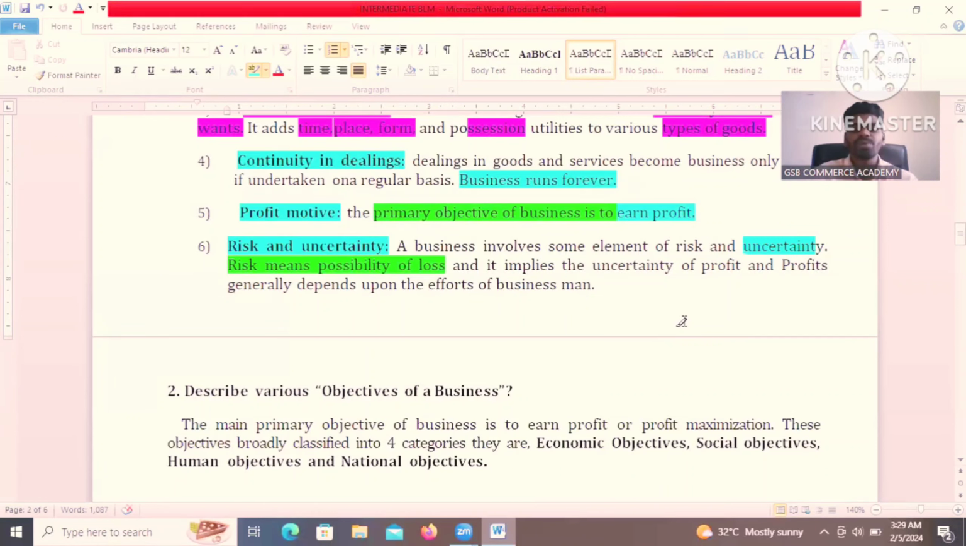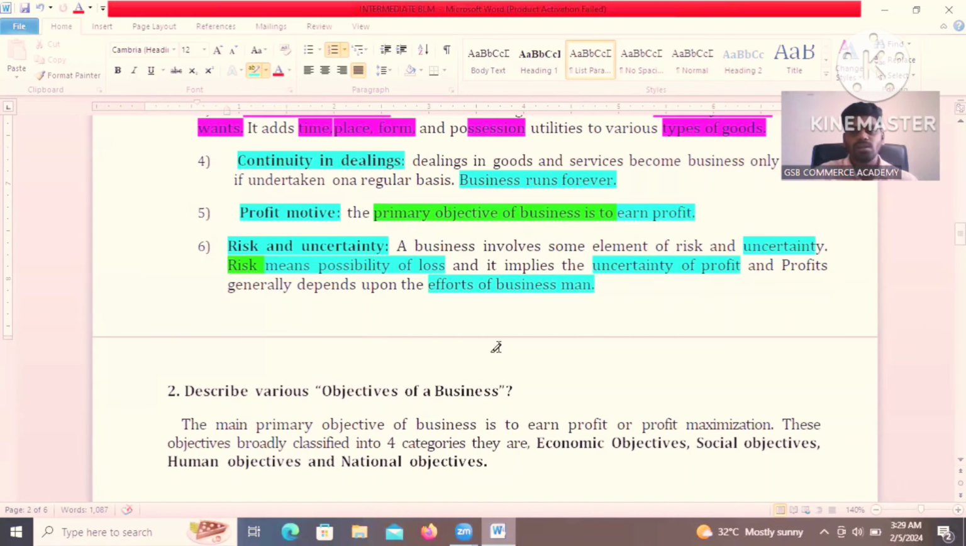The business proprietor is ready to bear the risk. When you are ready to face more risk, only in that situation can you get more profits. So here risk means the possibility of occurrence of losses, and it implies the uncertainty of profits. The profits mainly depend upon the efforts of the businessman.